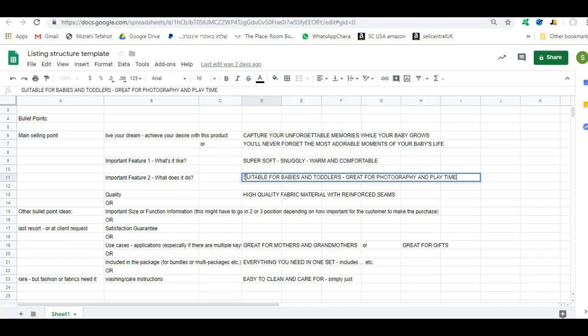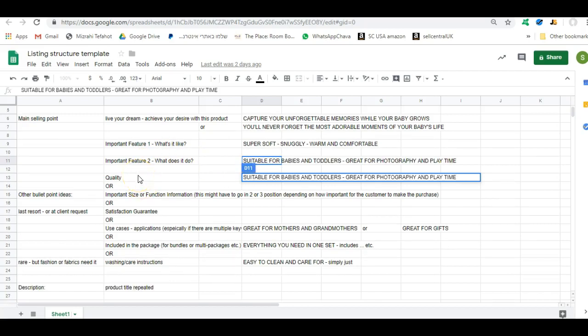These really could be broken up into 2 bullet points. Suitable for babies and toddlers, that's who it's for. Great for photography and playtime is what does it do, or what is it for? And sometimes I like to combine those ideas, but the point here is another feature or benefit of the blanket, and I might use different language, suitable for babies and toddlers. I might say it's versatile, and so on and so forth. So then we've got the 4th and 5th bullet points.